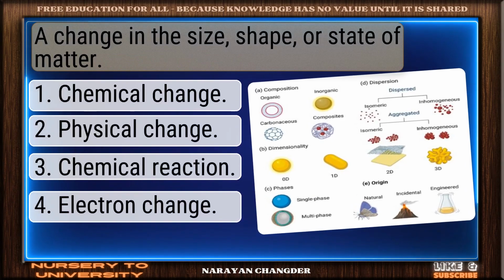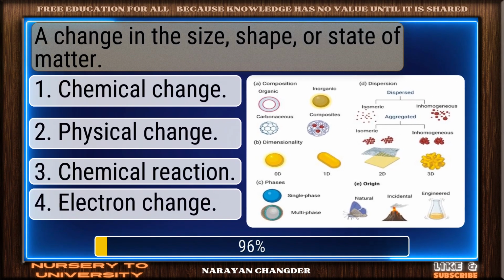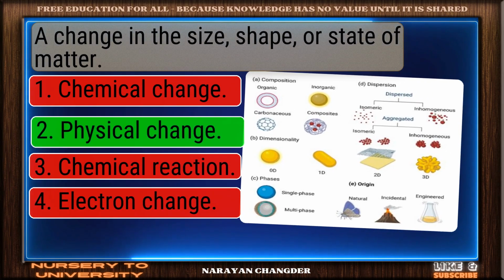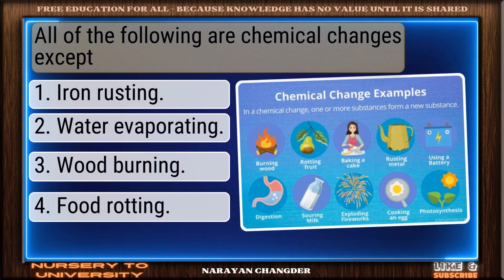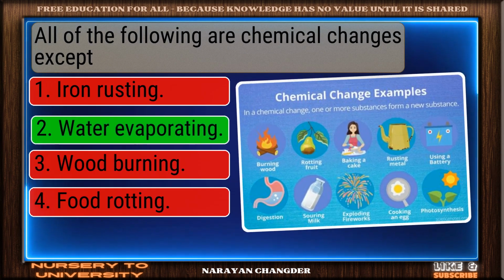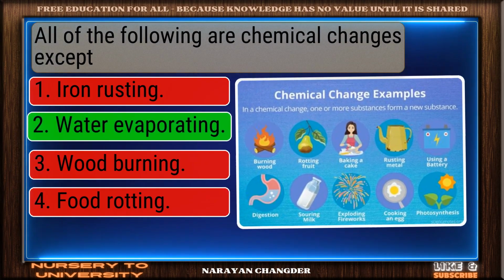A change in the size, shape, or state of matter. Excellent. Physical change is a brilliant choice. All of the following are chemical changes except. Right choice. Water evaporating is the best answer.